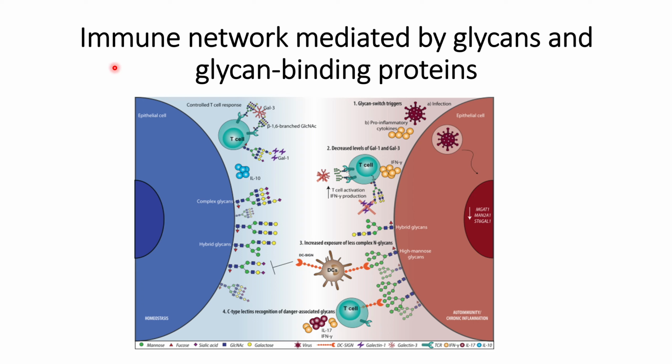In this video, we will discuss how the immune network is mediated by glycan and glycan binding proteins. We will cover just the overview of the four different types of this immune network that is mediated by glycan and glycan binding protein. So the first one is the glycan switch trigger.